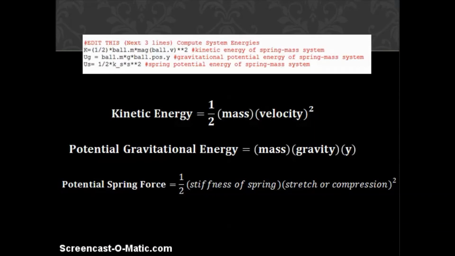The next part of our code simply computed system energies. The first one is kinetic energy, which is 1/2 mass times velocity squared. The second is gravitational potential energy, which is mass times gravity times position y. And spring potential energy, which is 1/2 the stiffness of the spring times the stretch or compression squared.